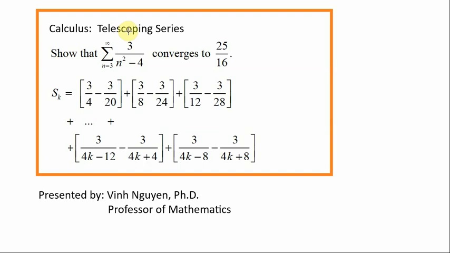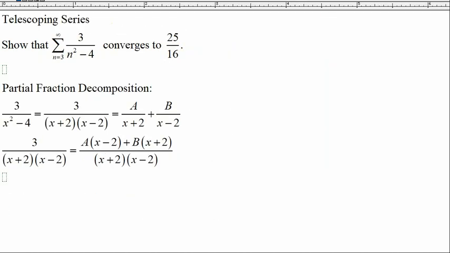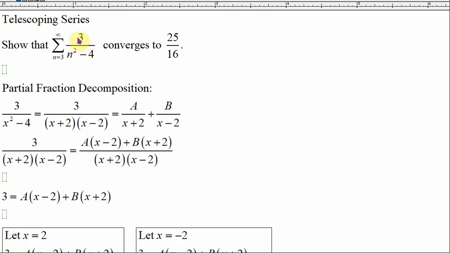Here we have a telescoping series with the expression 3 over n squared minus 4. And I want to show that this infinite series converges to 25 over 16. And so the first thing we want to do is decompose the expression 3 over n squared minus 4.